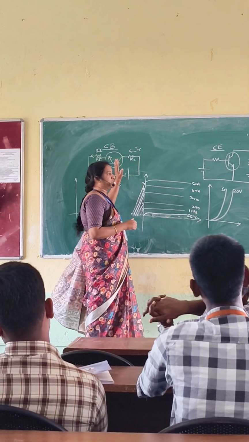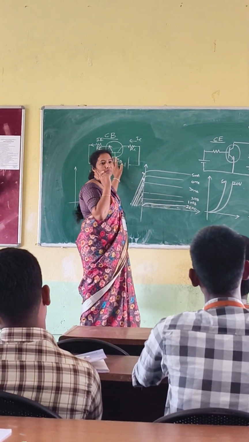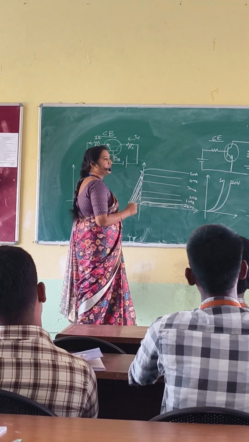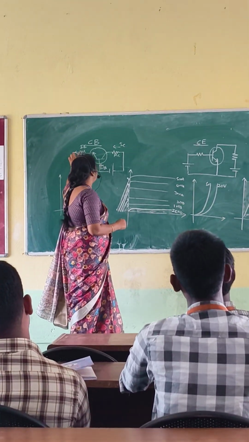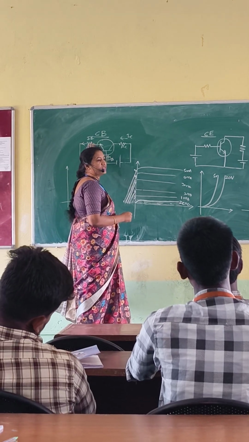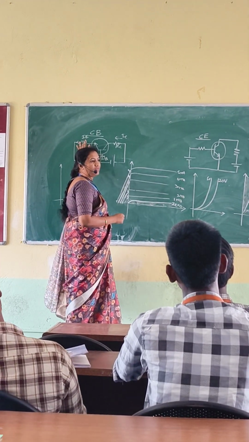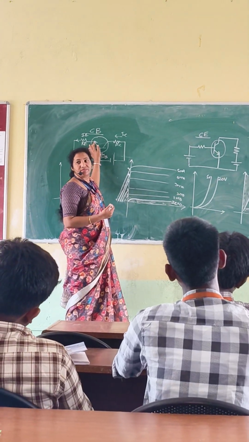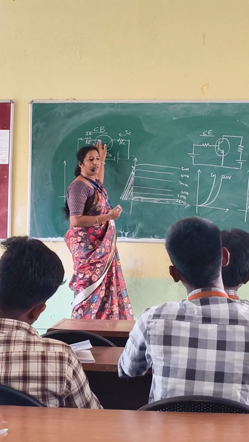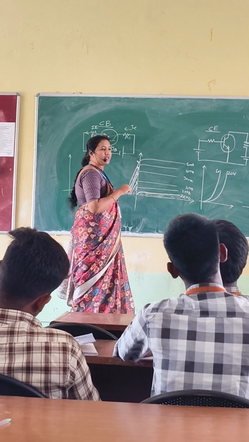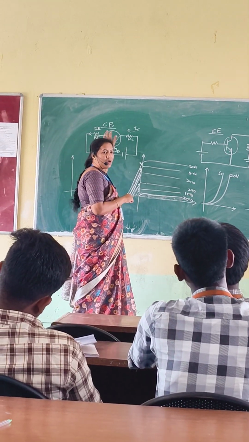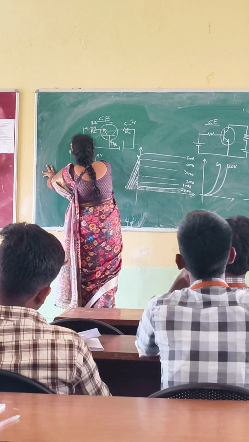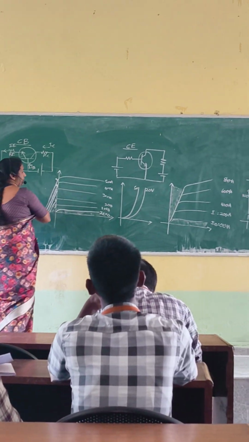Now coming to the configuration. This is your picture for the common base configuration, right? Base is connected to ground. Now tell me, when base is connected to ground, what is the input current? Input current is the emitter current. Okay? Repeat after me: input current is emitter current. Output current is collector current.